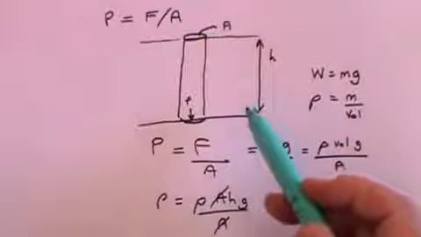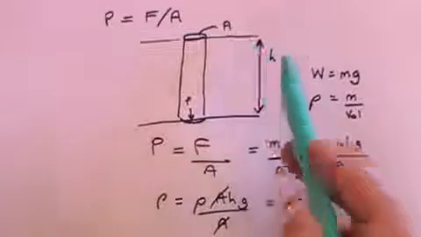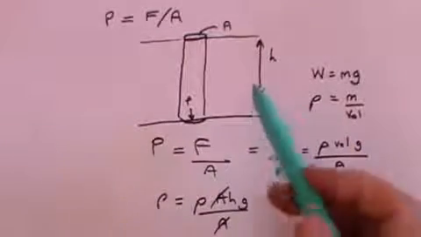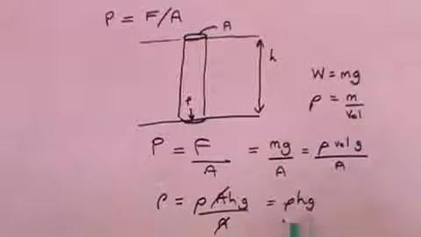The density will vary as you go up in the atmosphere. It becomes less dense. And secondly, g itself will vary over the height of the atmosphere. So this is a very rough equation for atmospheric pressure.